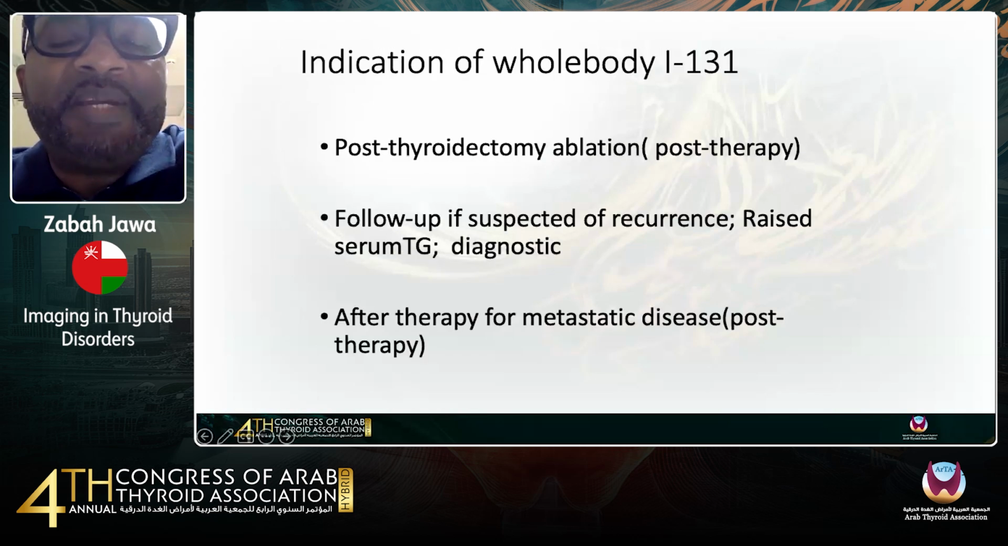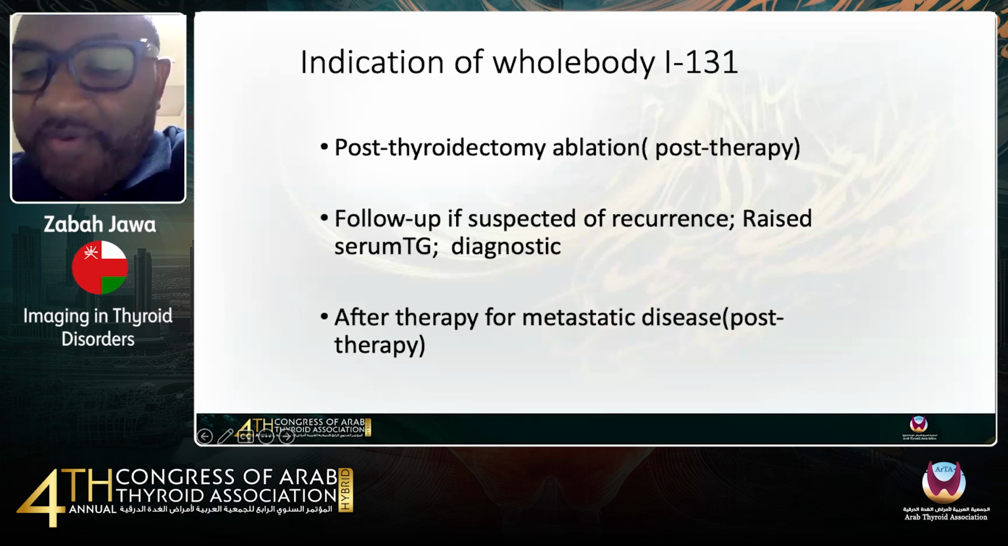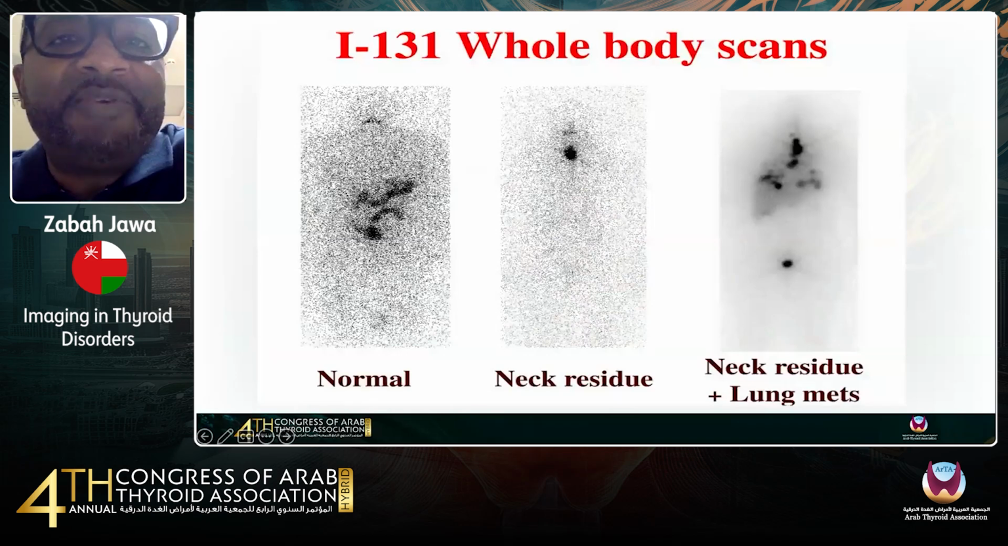So the indications for whole body imaging in patients diagnosed with thyroid cancers are, first, post-thyroidectomy ablation, and follow-up if suspected for recurrence, especially if there is a rise in TG. We can always do a diagnostic scan, or we can use it to treat patients and do imaging after the treatment of metastatic thyroid disease. So these are a few examples of iodine 131 whole body scans.